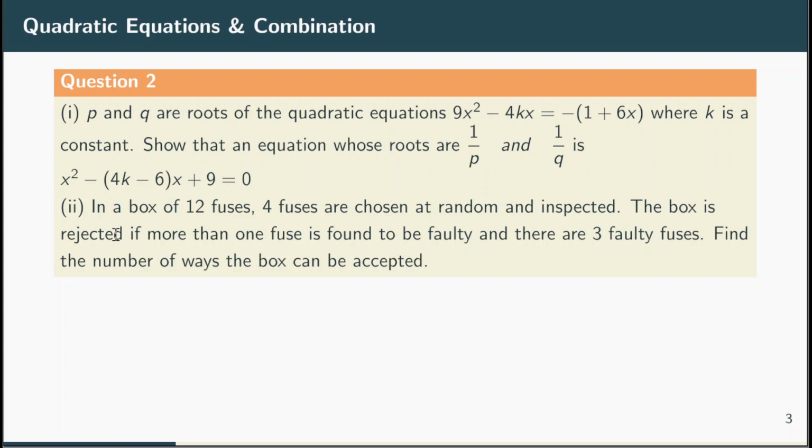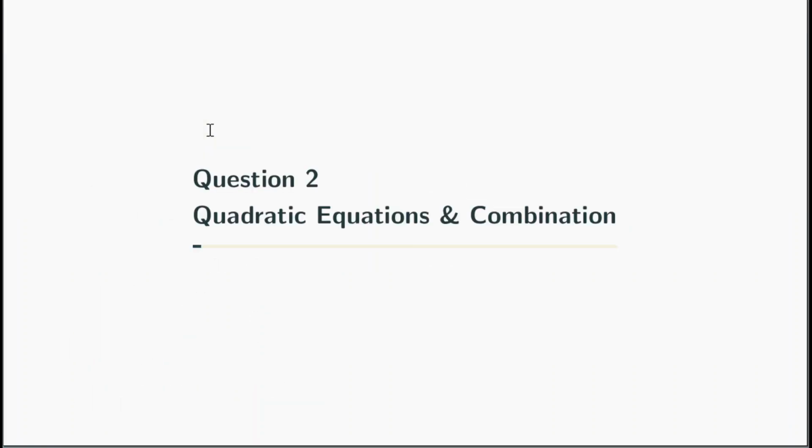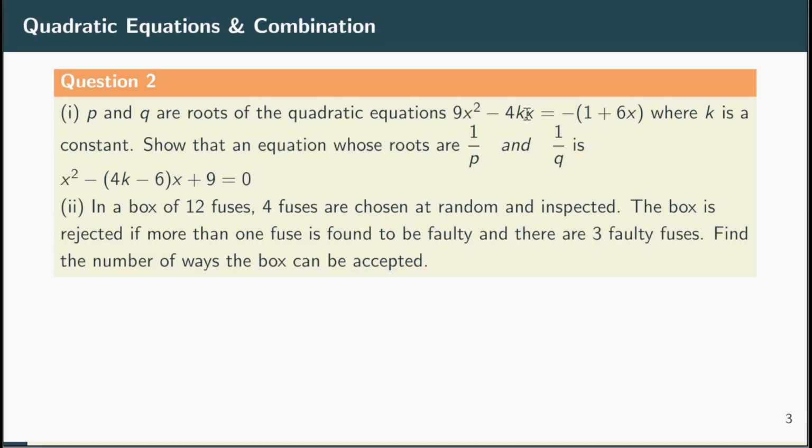So for that question, the first thing to do is that you need to understand and rewrite this equation into the standard form of a quadratic equation. And we know that the standard form of any quadratic equation is in the form ax squared plus bx plus c equals 0. So I need to transform this equation into a standard form. So how do I do that?